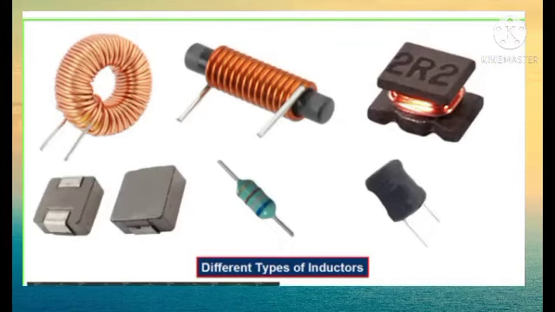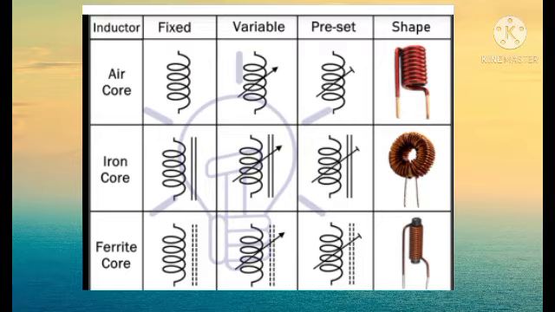The another component which we can use in the circuit, that is inductor. Figure shows the inductor. It is a kind of winding which we are using in the circuit. Figure shows different types of inductors. Inductors are of three types: air core inductor, iron core inductor and ferrite core inductor.